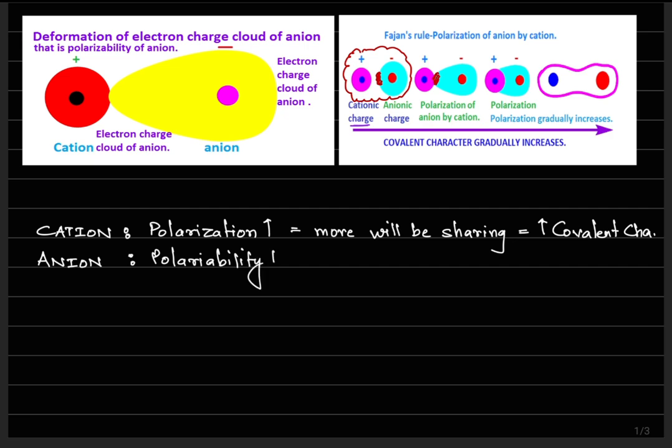Okay, so for anion, if the polarizability increases, that means it is easier to get polarized. Definitely more would be the sharing, and the more the sharing, or the more the appearance of sharing, definitely the covalent character will increase. So in all, majorly, these are the two factors on which the covalent character actually depends.